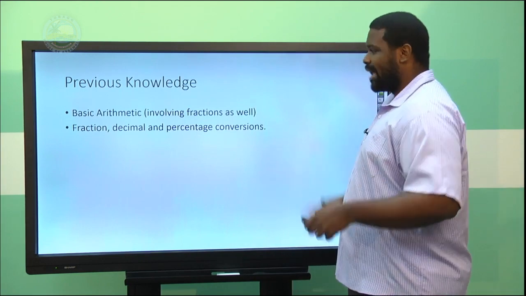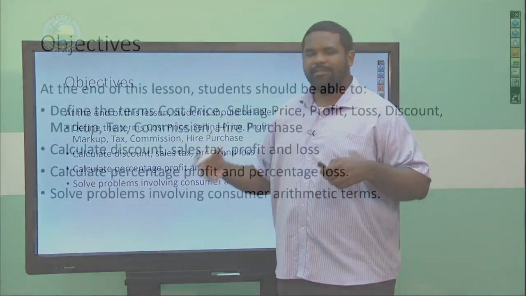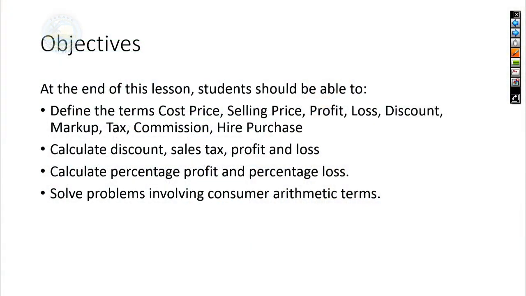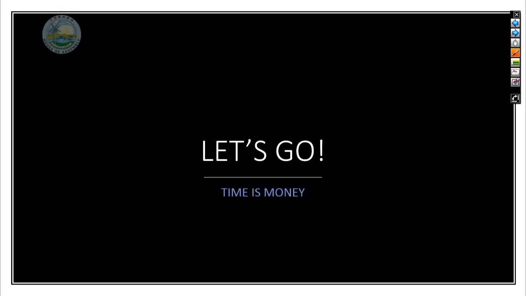So for today, we want to begin to focus on the basics. We're going to look at definitions of various consumer arithmetic terms. We're going to be looking at some calculations involved with them, and hopefully be able to solve problems involving these consumer arithmetic terms. Now, let's go.